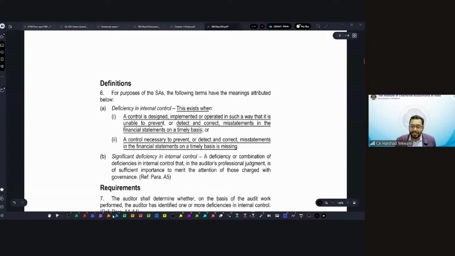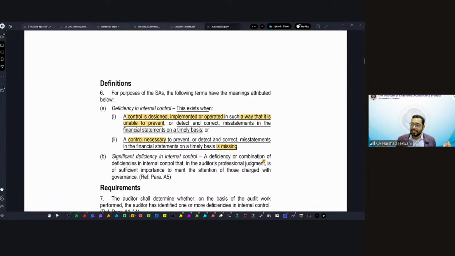In the first case, I'm saying that okay, the control is there, but it is designed and operated or implemented in a way which is not able to prevent. In the second case, I'm saying the necessary control is missing. So in both of these scenarios, you have a deficiency in internal control.